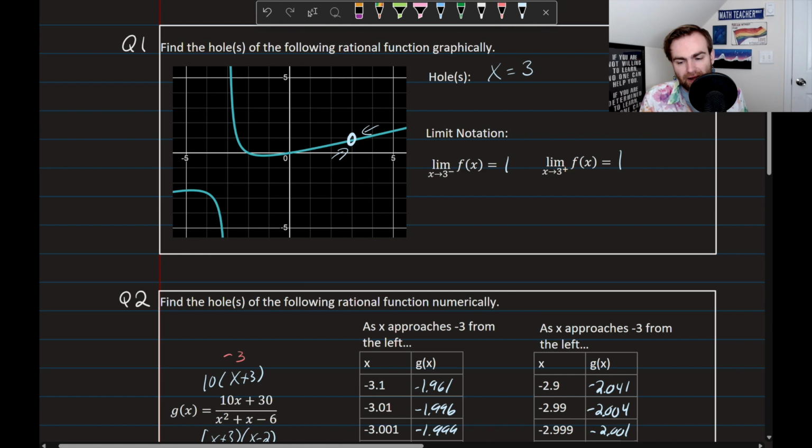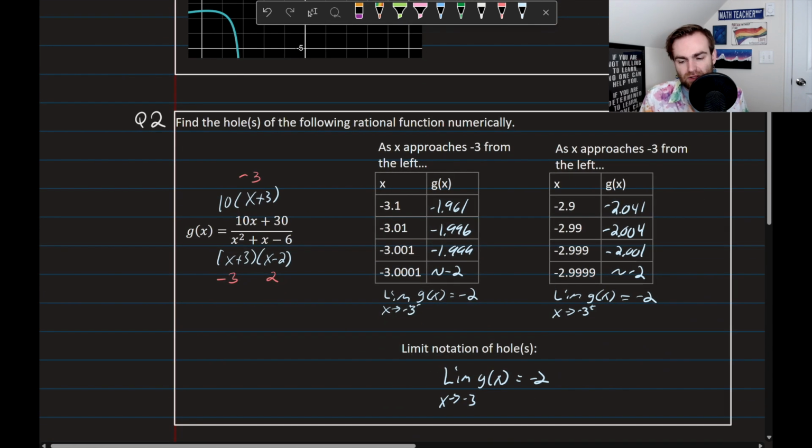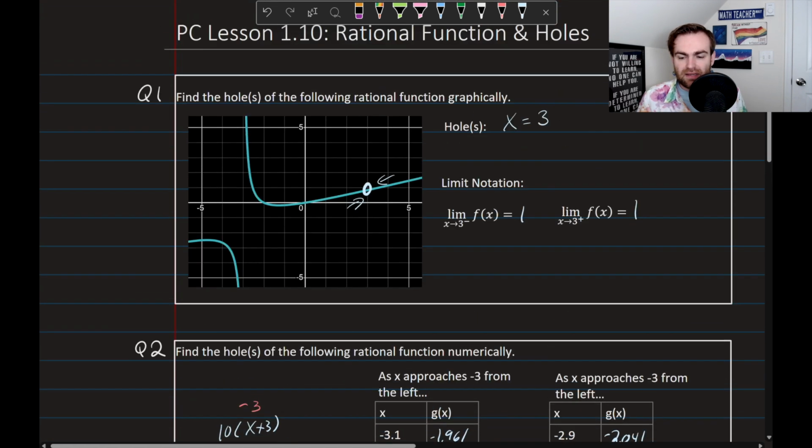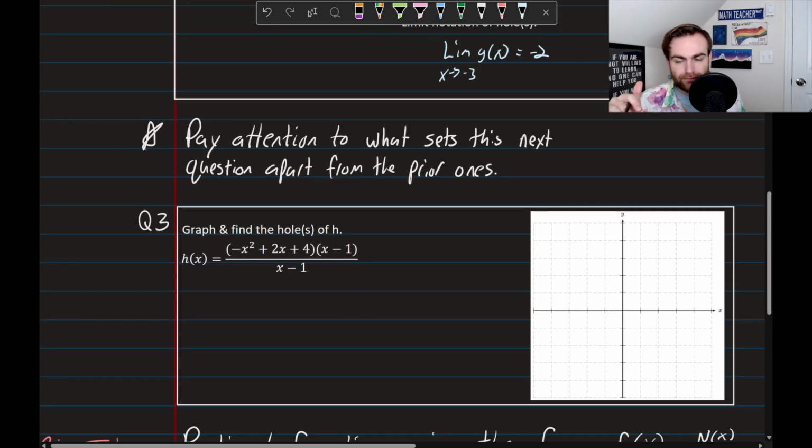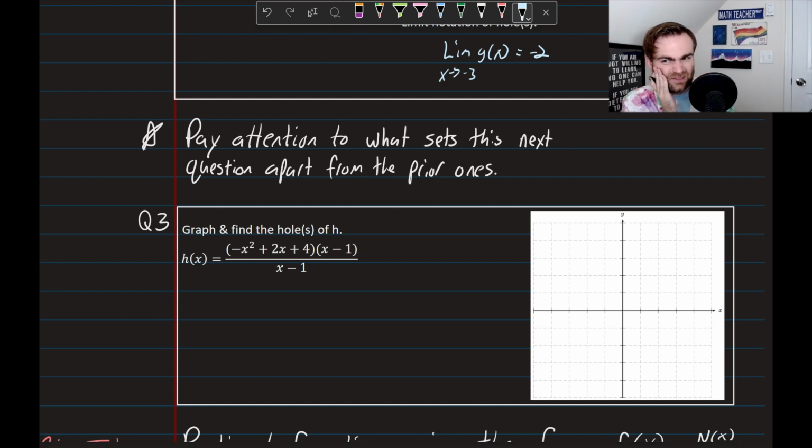So we've done this graphically. We've done this numerically. Now we're going to combine all of that. I've got a little warning for us. We need to pay attention to what sets this question apart from the other ones. I can see that there's this nice quadratic here, and this quadratic is not factorable. That's awful.